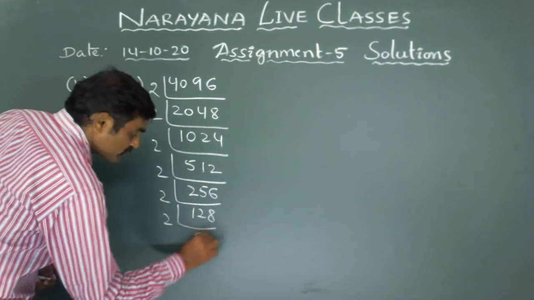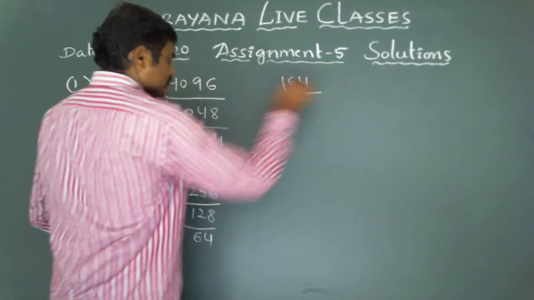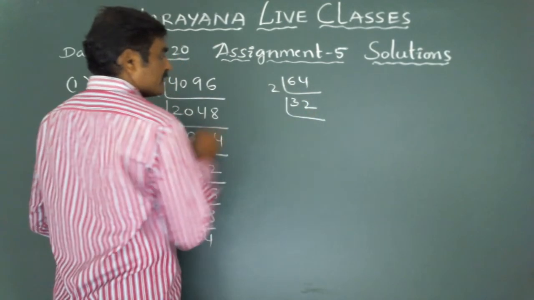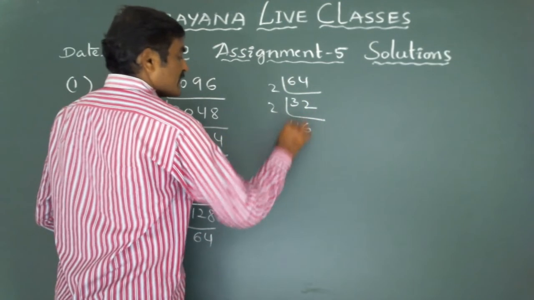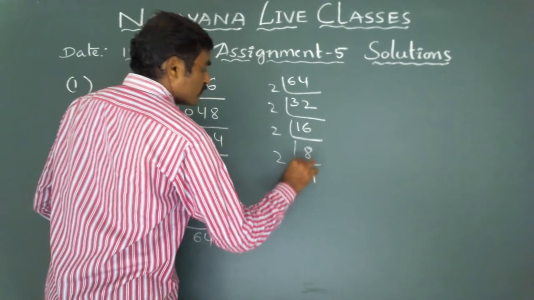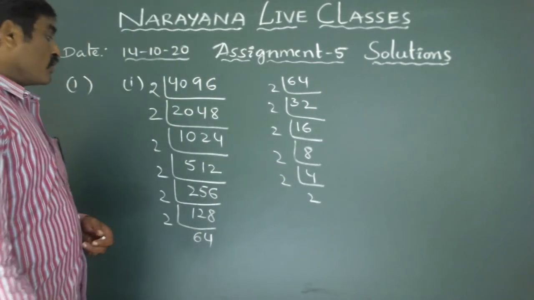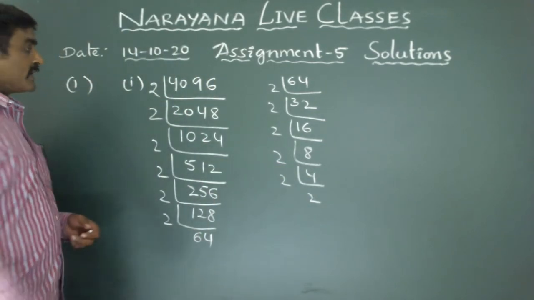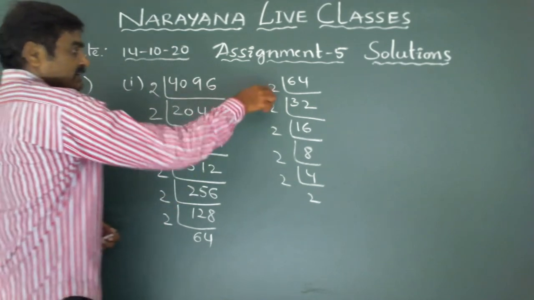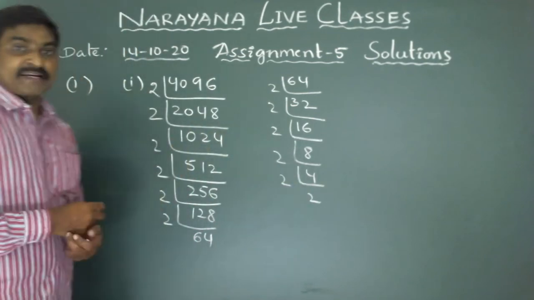64. Again with 2, 32. Again with 2, 16. Again with 2, 8. Again with 2, 4. Again with 2, 2. So total 1, 2, 3, 4, 5, 6, 7, 8, 9, 10, 11, 12 times 2 is repeated.